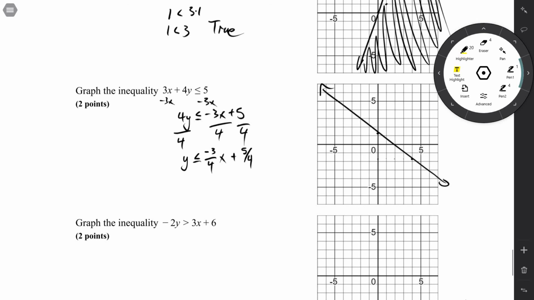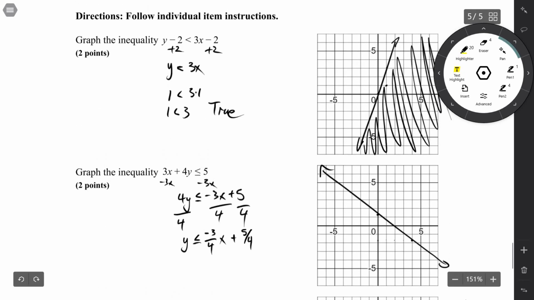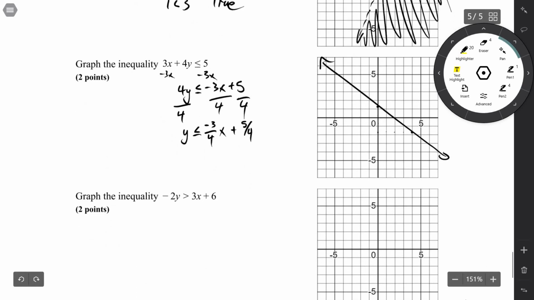And then check a point. We can just use (0, 0) because it doesn't cross through. Oh, I just realized I am not checking. This needs to be a dashed line. Let me write that in right now. Oops, not erase. There we go. All right, perfect. This next one is solid, though. That's a step that I always forget.